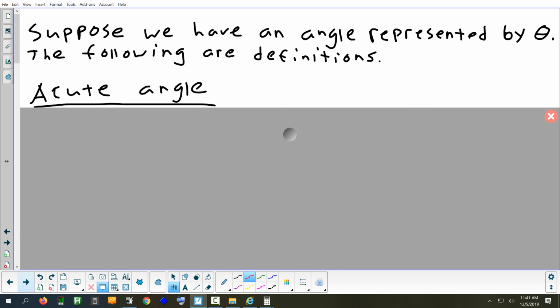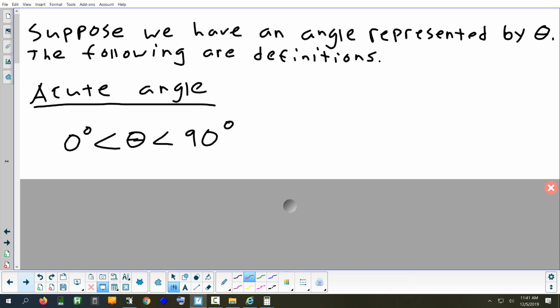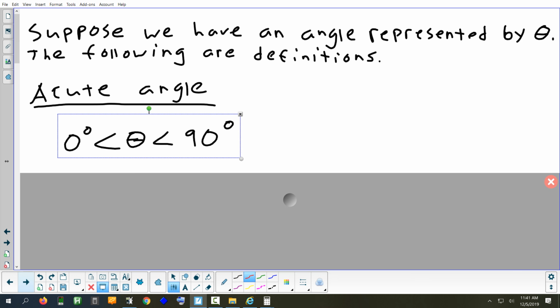But I could give you an angle that's smaller than 90. That's not acute. Anybody know what else it has to be? Yep. Positive. Yes, it has to be bigger than 0. So it has to be an angle between 0 and 90. Negative 10 is not acute.